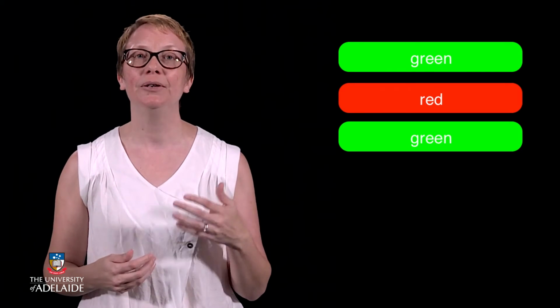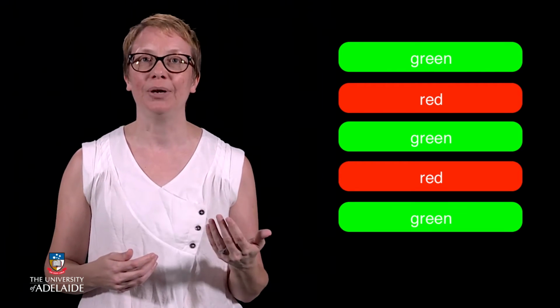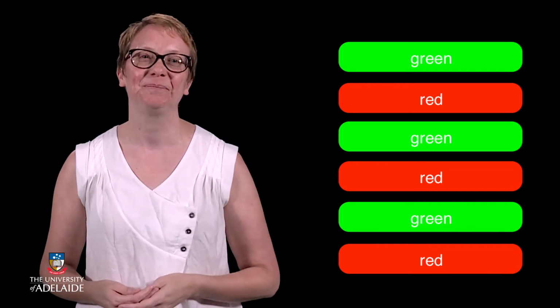What if we wanted to change this image so that every second rectangle was drawn in a different colour, like this? We could use a decision to do this. Let's think about the pattern that we are creating. The first rectangle is green, the second rectangle is red. The third is green, the fourth red, the fifth green, the sixth red, and so on.